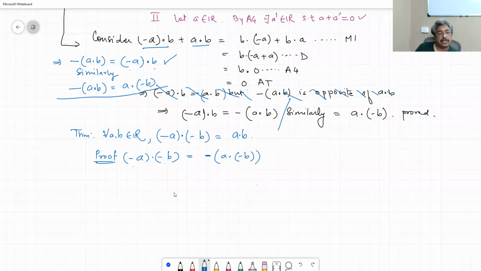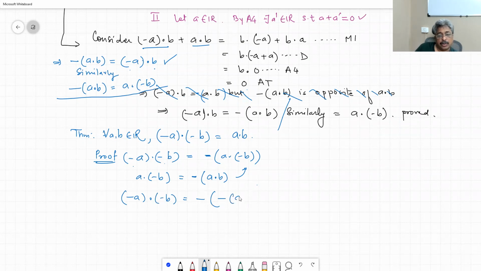If I use the second result, which is A into opposite of B is equal to opposite of A into B, in this we get opposite of A into opposite of B is equal to opposite of opposite of A into B. It is equal to AB, by previously proved theorem, opposite of opposite is original. Next.